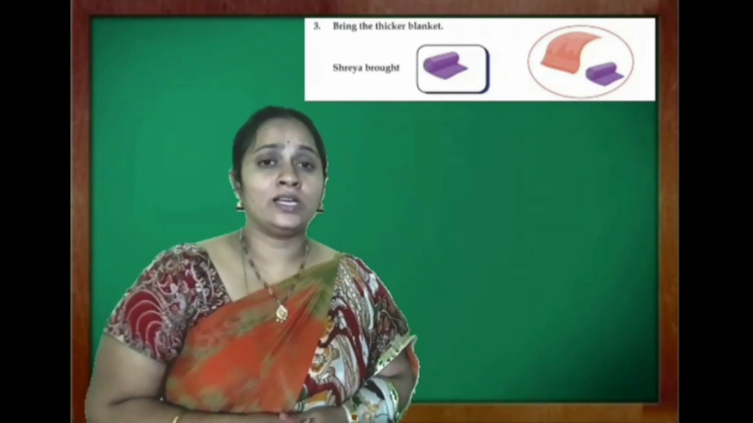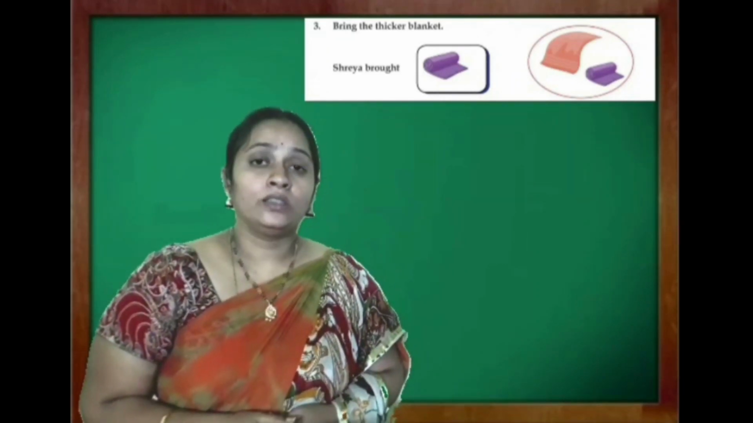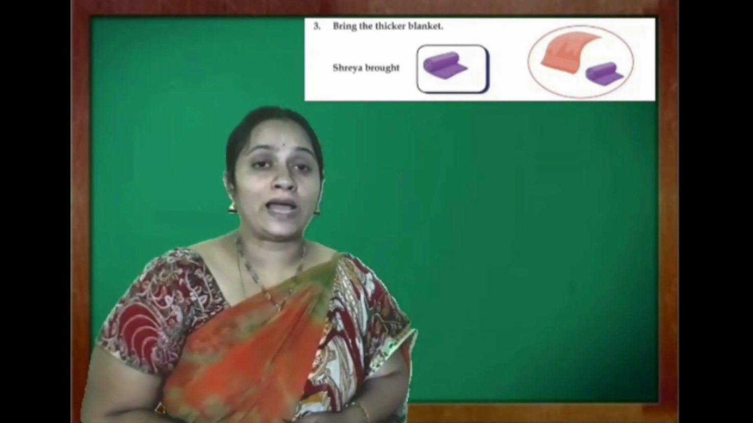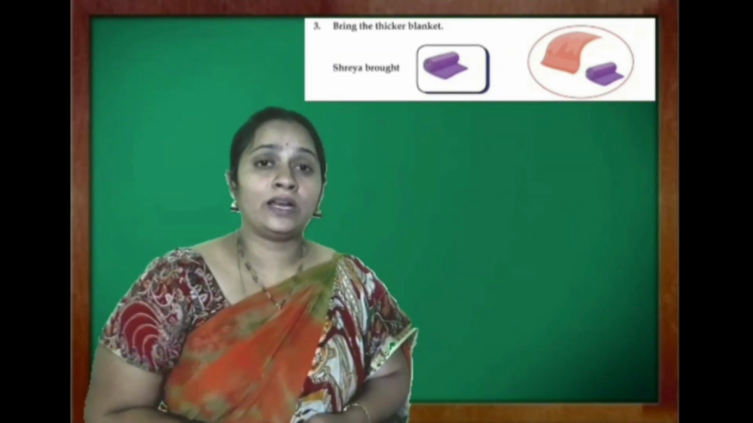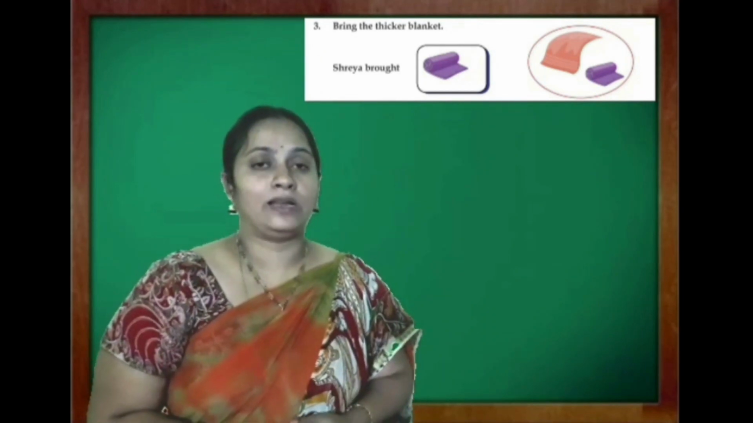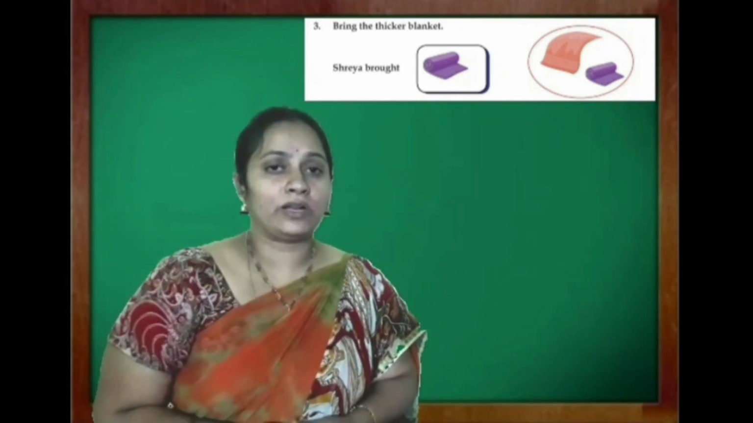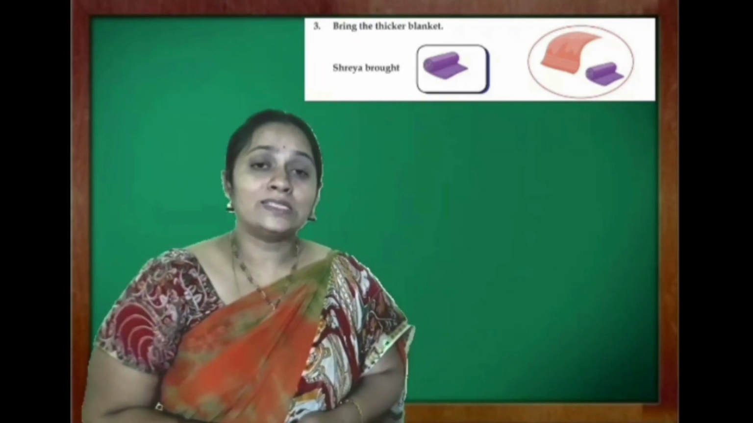Then Shreya checked for the blanket. There they have two blankets. In the two blankets, one is pink and another one is purple. In that, the purple blanket is thicker than the other one. So, as her mother told, Shreya brought the purple blanket.